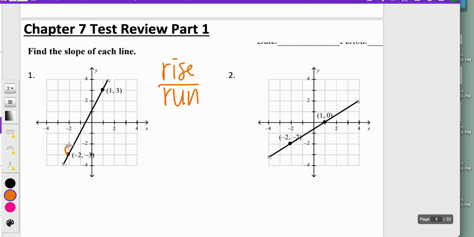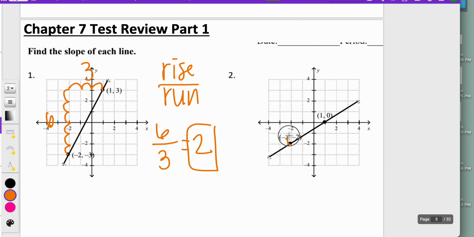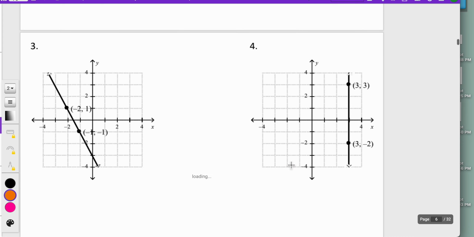For my first one, I'm going up 1, 2, 3, 4, 5, 6, and then running 1, 2, 3. So my 6 is the rise, my 3 is the run, and then I can simplify that to just be 2. For number 2, my rise is 1, 2, and my run is 1, 2, 3. So my rise over run is a positive 2/3.